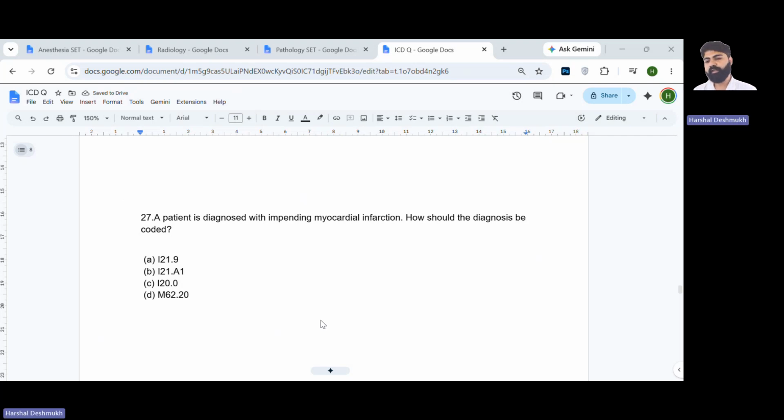If you think you have got the answer by choosing one of the four options or directly from the tabular list, why don't you give it a try by reading the code from the alphabetical index? You may find something interesting there.